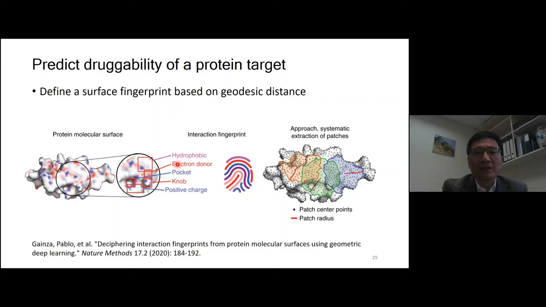Okay, so in this case, we get this interaction fingerprint. This is typically hydrophobic, as I showed you already. And this red color, because of the negative charge, can be a potential electron donor of the pocket. And the blue represents a positively charged region, and so on. Therefore, we can get this interaction fingerprint, and eventually we get this systematic extraction of patches, which we use to represent the surface.